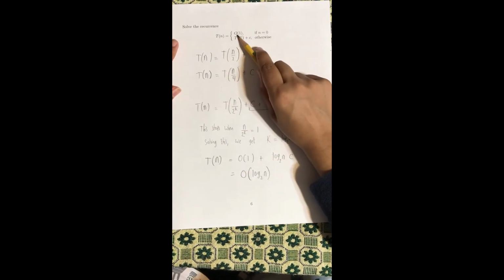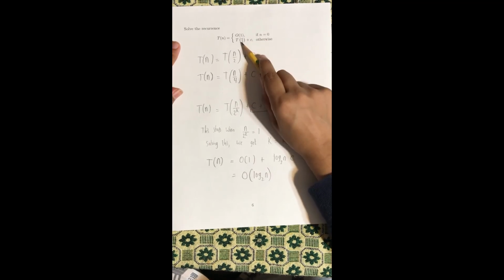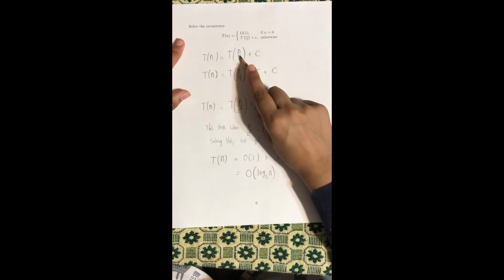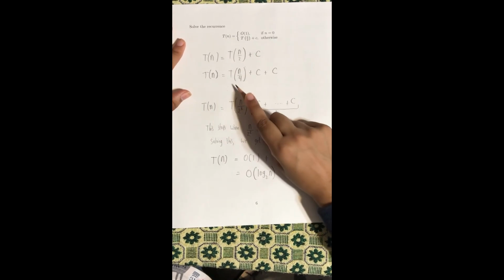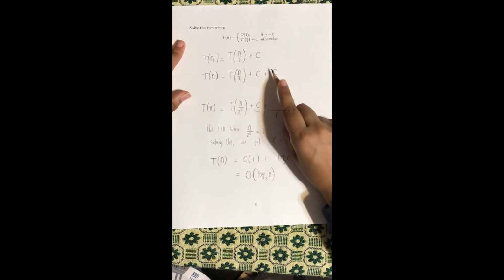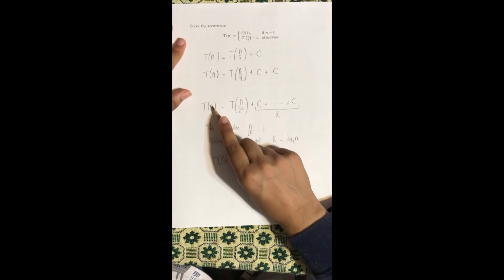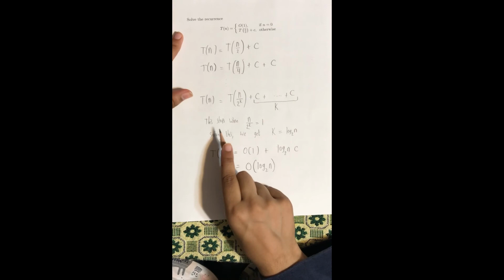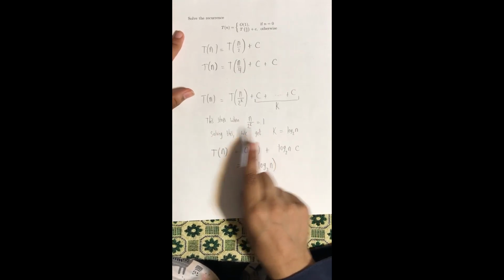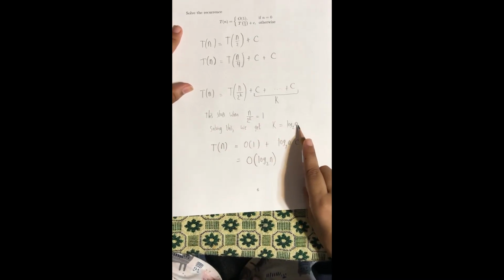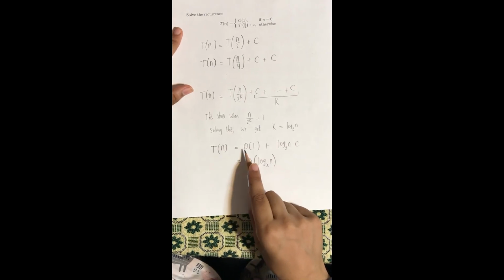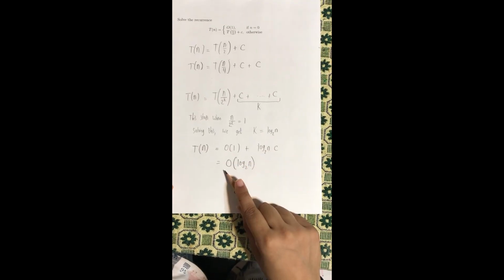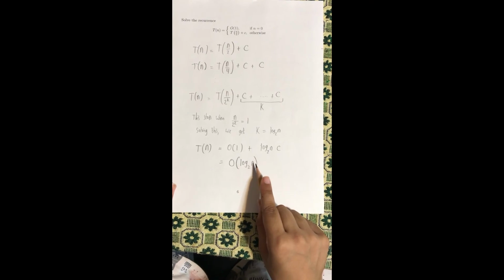Now let's solve this recurrence. T of n is equal to O of 1 if n equals 0, and equal to t of n over 2 plus c otherwise. Since t of n equals t of n over 2 plus c, t of n is equal to t of n over 4 plus c. This goes all the way to t of n equals t of n over 2^k plus c times k. This stops when n over 2^k equals 1. Solving this, we get k equals log base 2 of n. Hence, t of n equals O of 1 plus c log base 2 of n, which is equal to O of log n to the base 2.